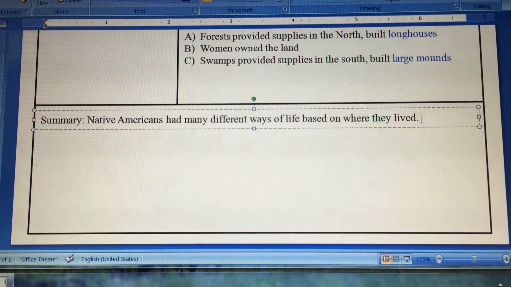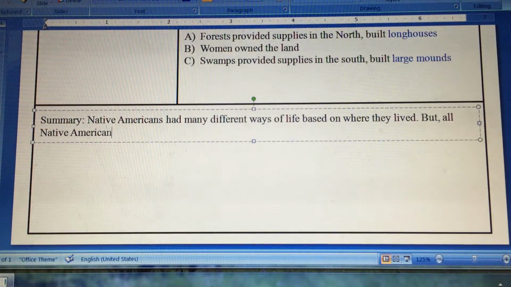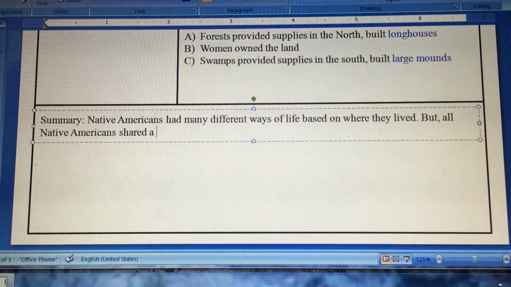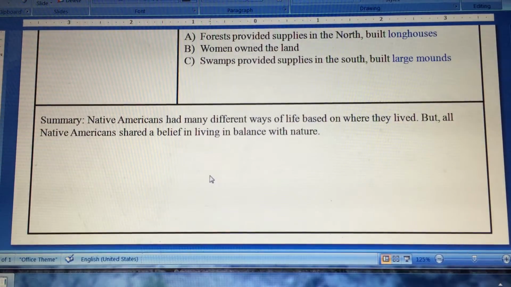But I'm going to bring this back to a point we made at the very start. We want to make sure that we say that there were some similarities though. So, but all Native Americans shared a belief in living in balance with nature. And I think that those two sentences give a nice conclusion and summarize our notes into easy sentences.